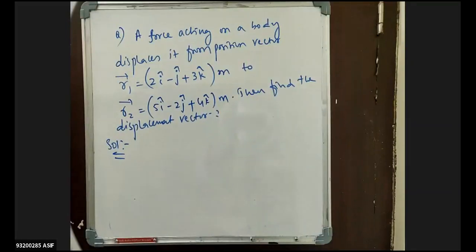One line answer, beta. 3 i cap minus j cap minus 1 k cap. Sorry, plus 1 k cap. Very good.